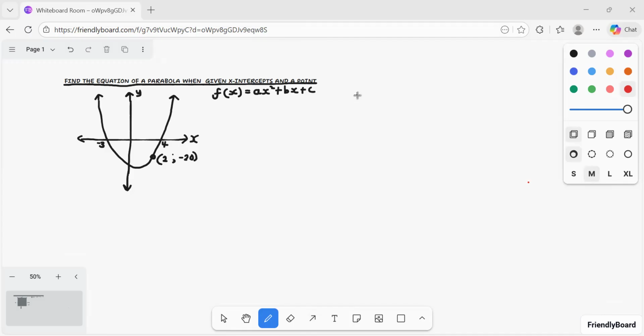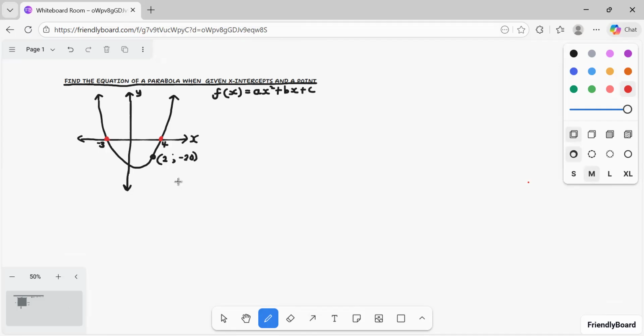All right. So you can see that we have got two x-intercepts given. An x-intercept is when the graph cuts the x-axis. So you can see where I'm putting red dots there. That's where the graph is cutting the x-axis, at -3 and 4.